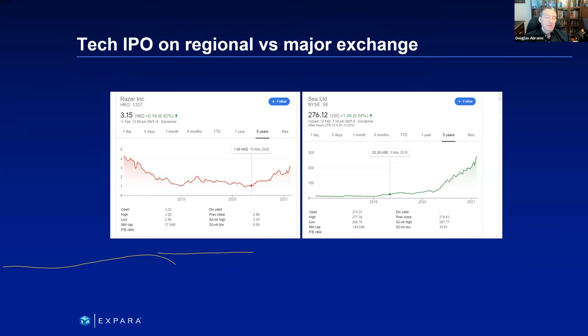trading on a major exchange. So I think this is a good example of why, if you're going to go for an IPO exit, try to get that IPO on NASDAQ or the New York Stock Exchange. Forget about regional exchanges, even a regional exchange like the Hong Kong exchange, which is pretty good compared to other regional exchanges.